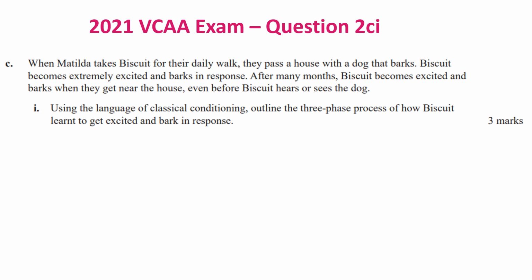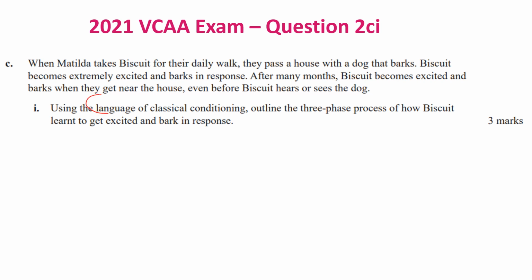So when Matilda takes Biscuit for their daily walk, they pass a house with a dog that barks. Biscuit becomes extremely excited and barks in response. After many months, Biscuit becomes excited and barks when they get near the house, even before Biscuit hears or sees the dog. So then we have the command terms of the question.